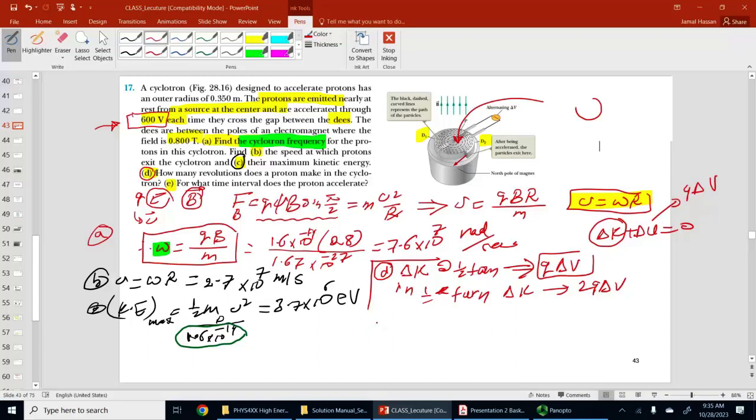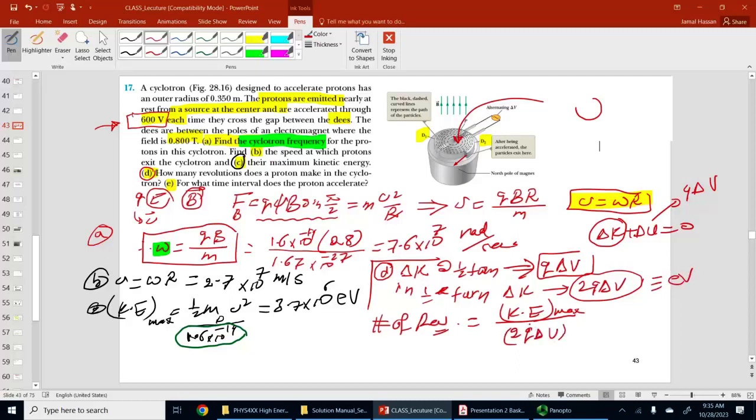Okay, so we could answer the number of revolutions, let's call it rev, which is equal to the maximum kinetic energy, kinetic energy max, which we got in electron volt, and remember this also would be in electron volt, divided by 2Q delta V, because in each turn the kinetic energy changed by this amount, right? Okay, so we have 2Q delta V, and we have this, so try to find that.